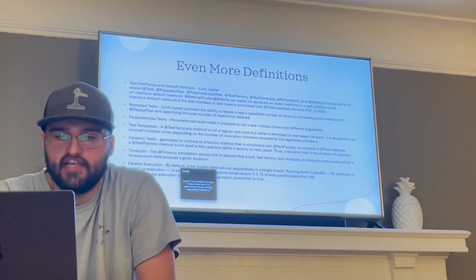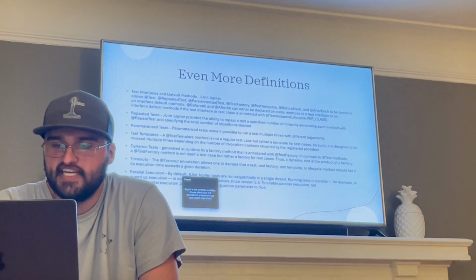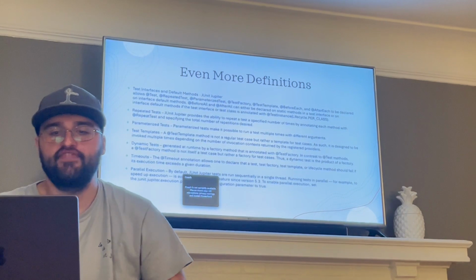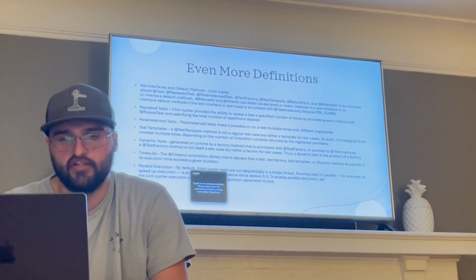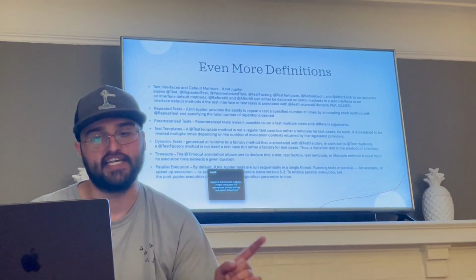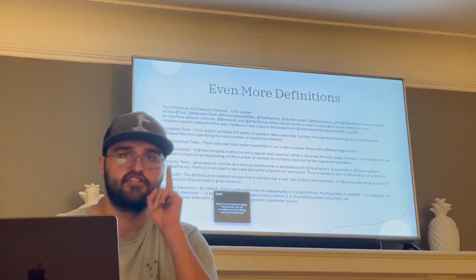And parallel execution. By default, JUnit Jupiter tests are run sequentially in a single thread. Running tests in parallel, for example, to speed up execution, is available as an opt-in feature since version 5.3. To enable parallel execution, set the junit.jupiter.execution.parallel.enabled configuration parameter to true.